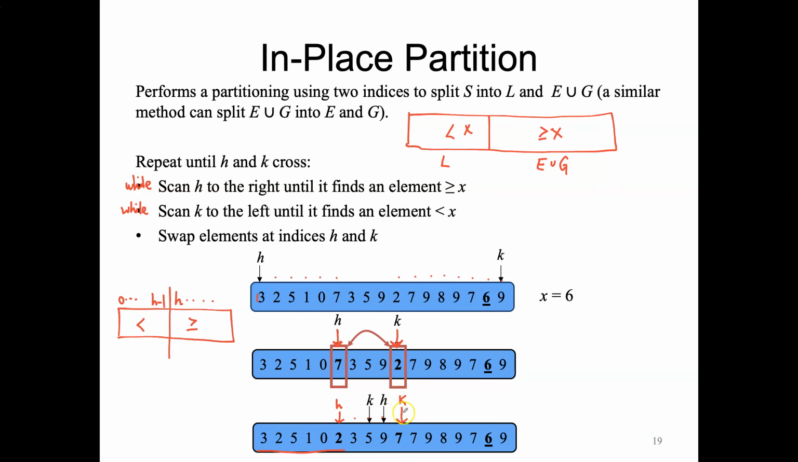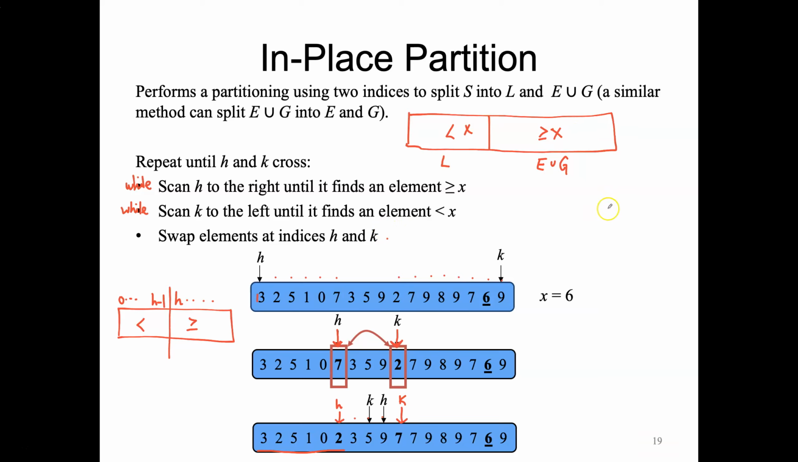Now we move to k. We decrement k until we find some value which is less than our pivot, and then we stop there. Now once h and k cross, we know that we're done. We've appropriately separated items. But if they haven't crossed yet, we may have to swap elements a few times in order until we get to that point.